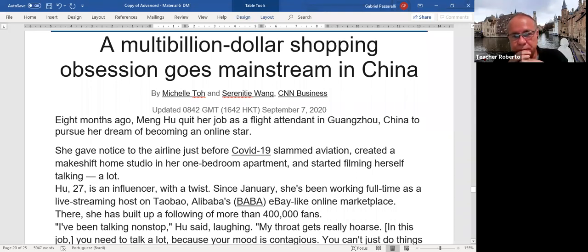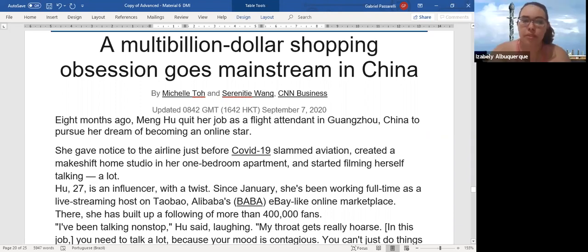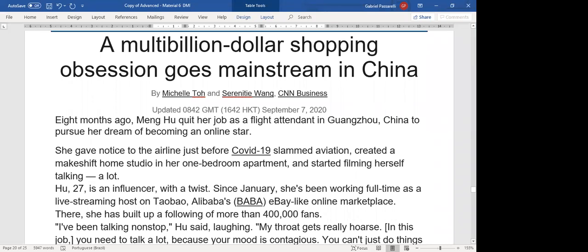Eight months ago, Meng Hu quit her job as a flight attendant in Guangzhou, China, to pursue her dream of becoming an online star. She gave notice to the airline just before COVID-19 slammed aviation, created a makeshift home studio in her one-bedroom apartment, and started filming herself talking a lot. Okay, any problem about this or no?